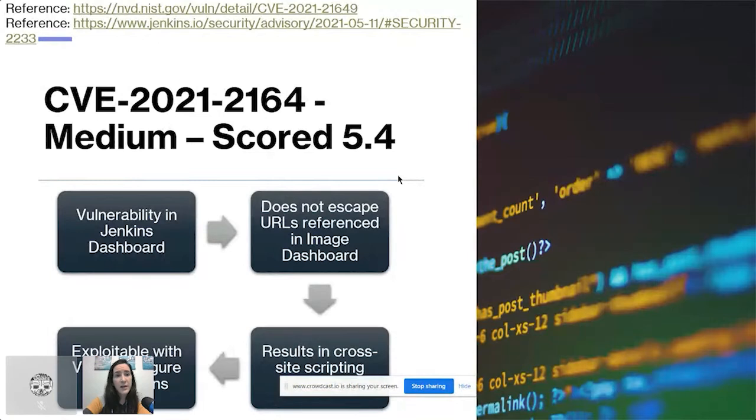The first one here was released, I believe, in February or March, might have been April of this year. This is CVE-2021-2164. It ultimately was scored as a medium. This vulnerability, specifically in Jenkins dashboard, is the improper neutralization of input during web page generation, which leads to a cross-site scripting vulnerability. So ultimately, it was scored as a medium, and there's a couple of reasons why.